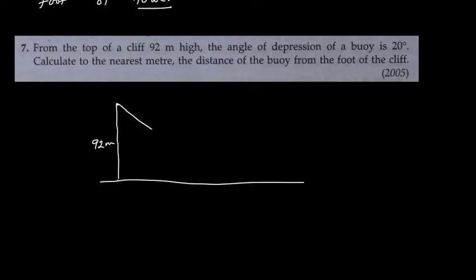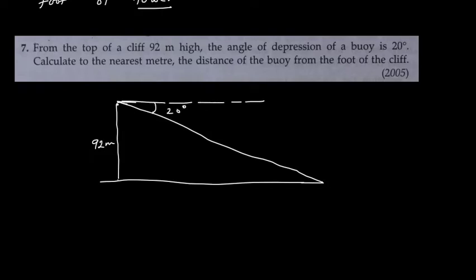So here I will draw the location. It is 20 degree, so this should be like this. And here with the horizontal, this angle is given as 20 degree. This is the angle of depression, right? From here I am seeing. So as this is 20 degree, easily I can figure out that this is also 20 degree. Say this is PQ and this is R.